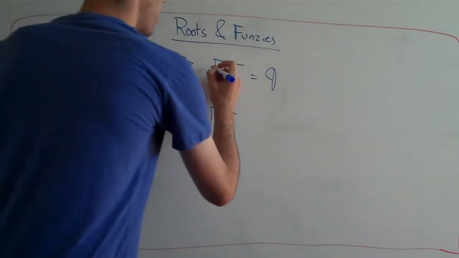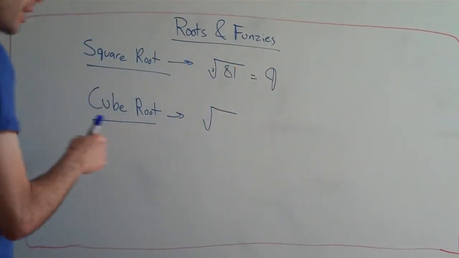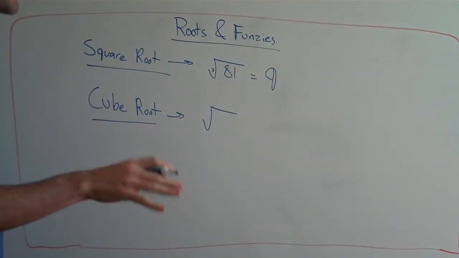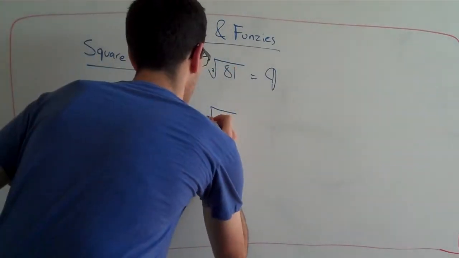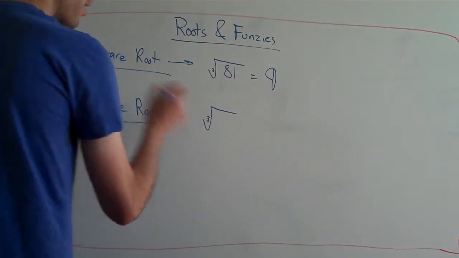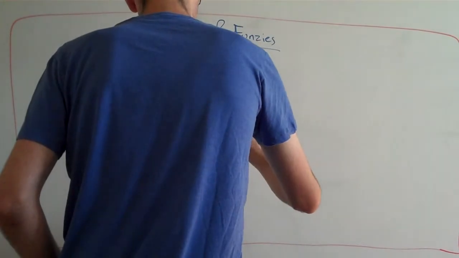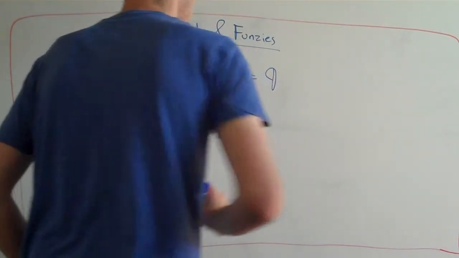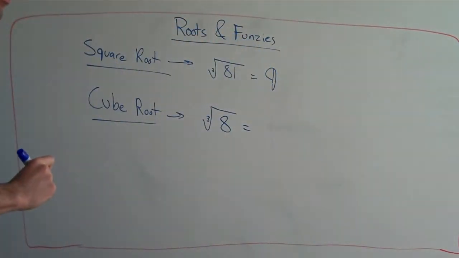So remember, the square root has a hidden 2 right here. For the cube root, it's actually a number you have to write in. It's a 3. And then we put our number in here. So let's do 8. The cube root of 8 is 6. It's a tricky one.